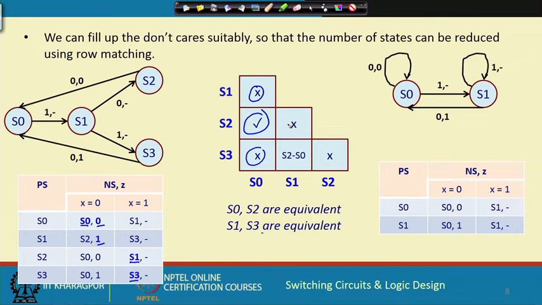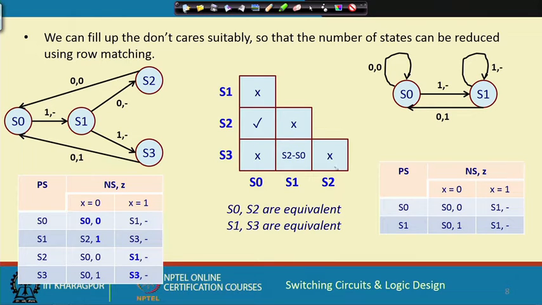S 1 and S 2, outputs 1 and 0, are also incompatible, so a cross. S 1 and S 3: the outputs, 1 and dash, are the same, but the next states are S 2 and S 0, and S 3 and S 3, so we have marked it S 2 S 0. S 2 and S 3 are also different, 0 and 1, so a cross. So we have obtained the implication chart like this.